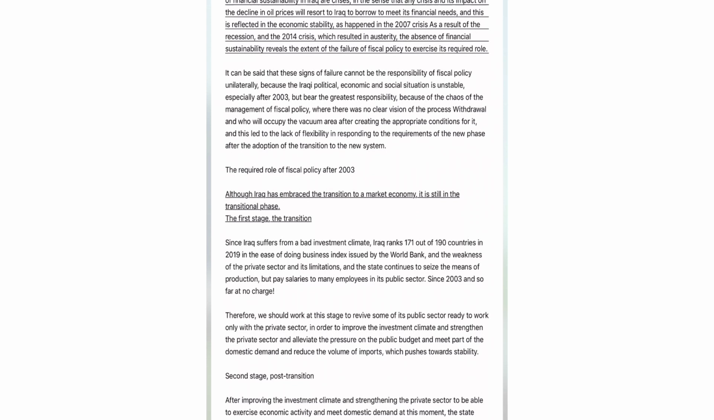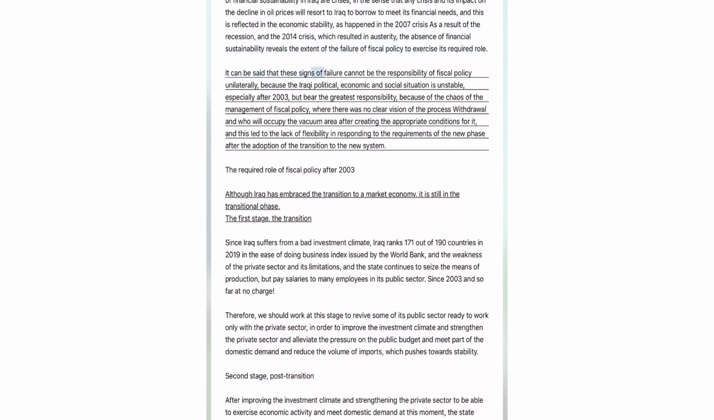The most prominent evidence of the lack of financial sustainability in Iraq is crises, in the sense that any crisis and its impact on the decline in oil prices will make Iraq resort to borrowing to meet its financial needs, and this is reflected in economic stability, as happened in the 2007 crisis as a result of the recession, and the 2014 crisis, which resulted in austerity. The absence of financial sustainability reveals the extent of the failure of fiscal policy to exercise its required role.